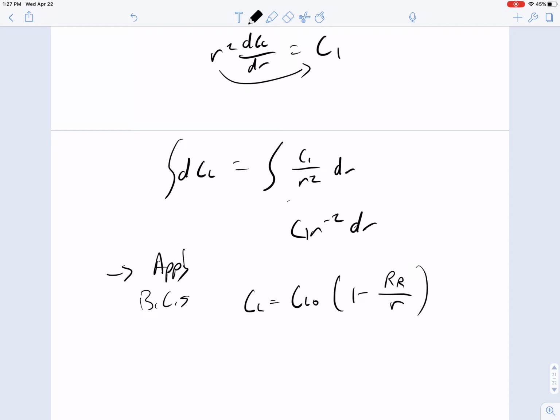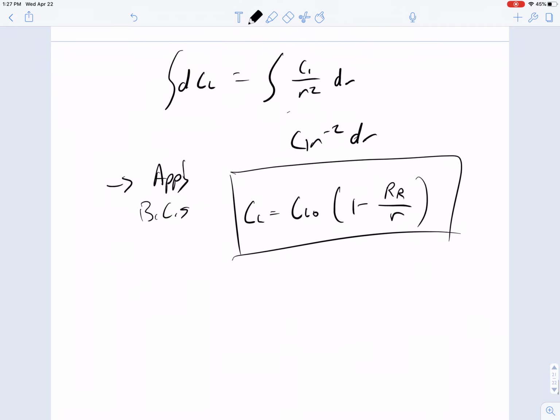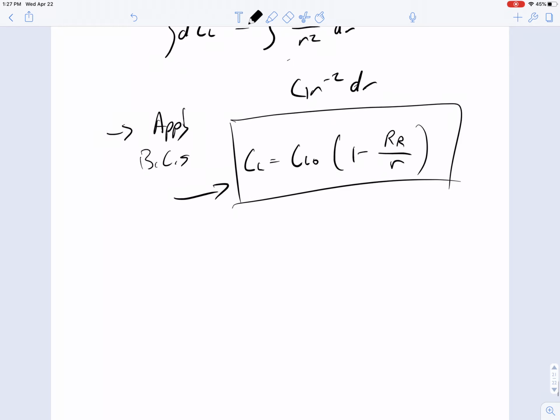We've done many problems with many boundary conditions. The process is exactly the same. I encourage you to do this boundary condition determination on your own and end up with this equation. If you have any questions, feel free to contact me.